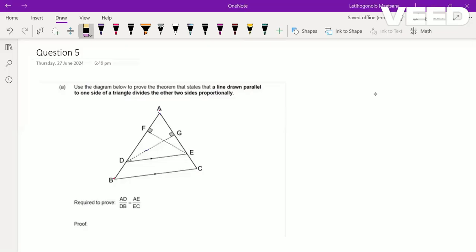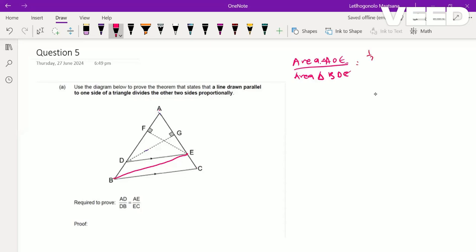Question 5a says, use the diagram below to prove the theorem that states that a line drawn parallel to one side of a triangle divides the other two sides proportionally. Okay, so the first thing we are going to do is construct a line from B to E, and then compare the area of the triangle ADE to the area of the triangle BDE.